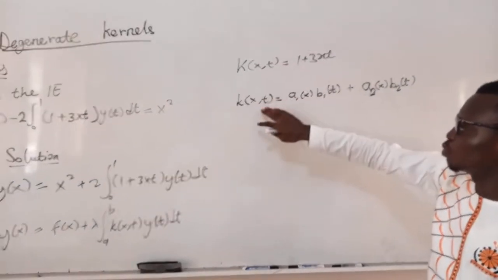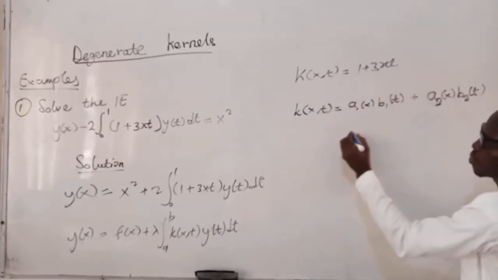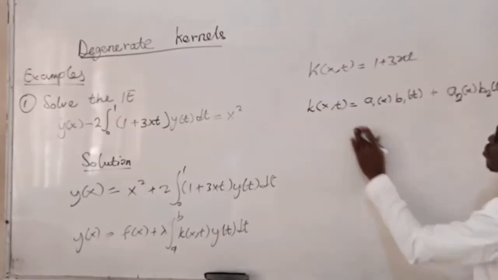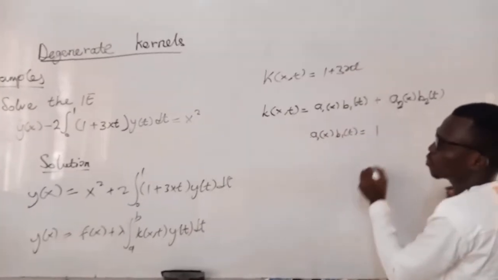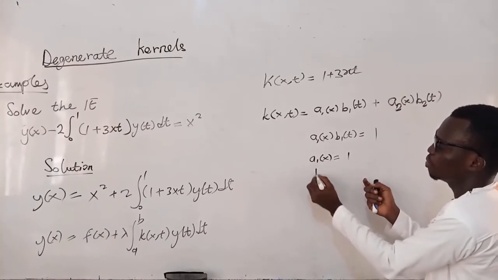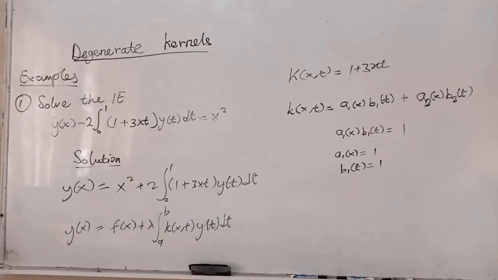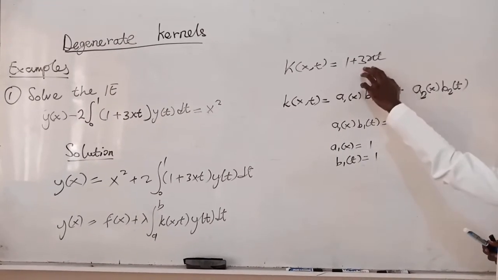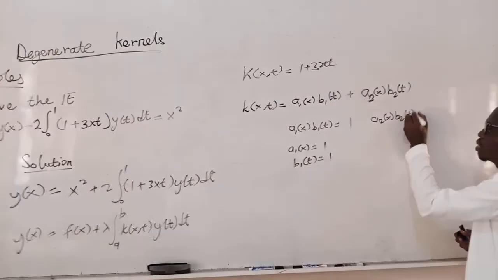If you compare these two equations, you can easily see that a1(s) and b1(t) correspond to 1. So a1(s) b1(t) is equal to 1, which means that a1(s) is the same as 1, and b1(t) is the same as 1. So 1 times 1 will give me 1. And on the other side, a2 then b2 correspond to 3st.